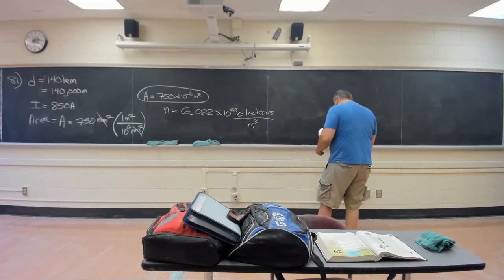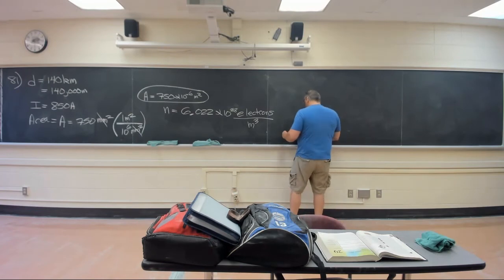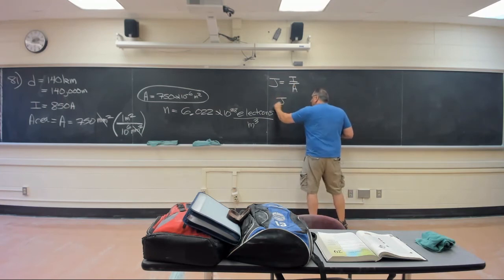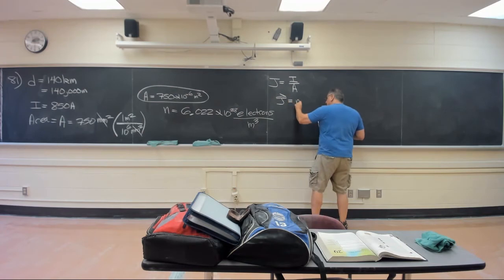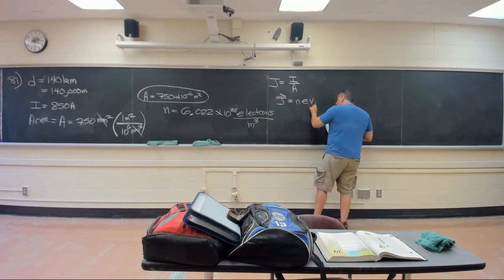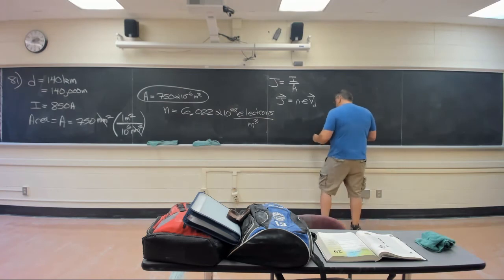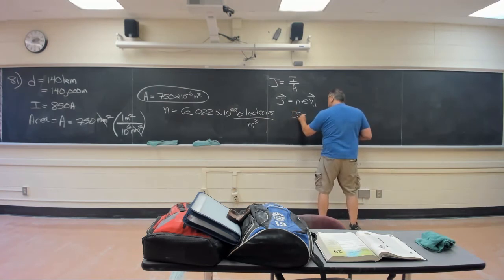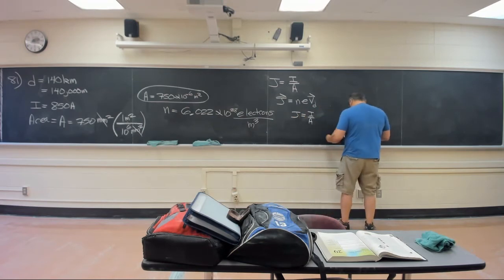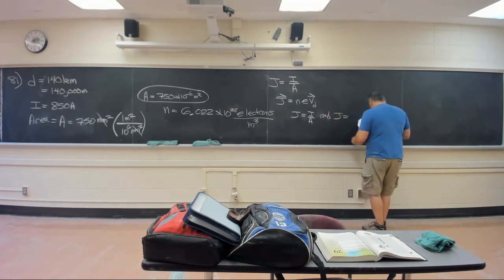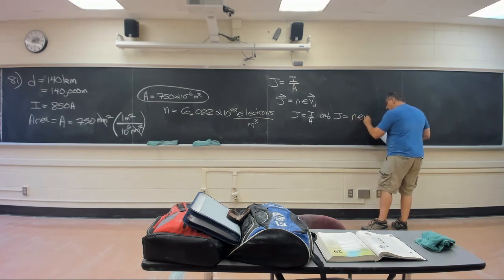Yeah, we know a lot. We know that J is I over A. We know that the J vector is n e v sub d vector. In terms of magnitude, J equals I over A, and J equals n e v sub d.